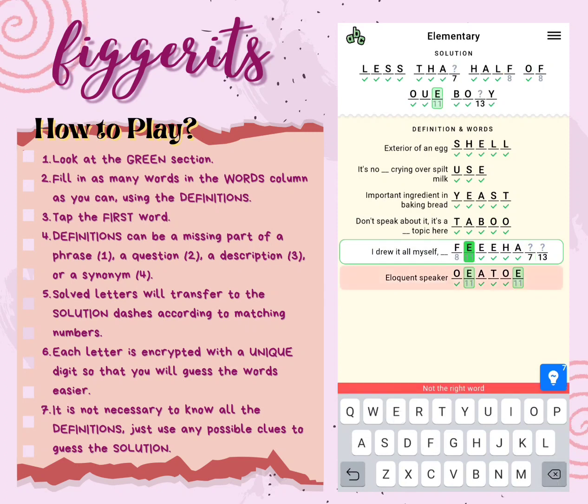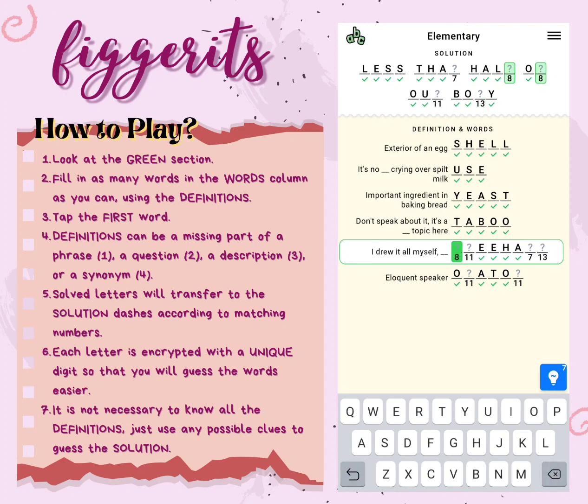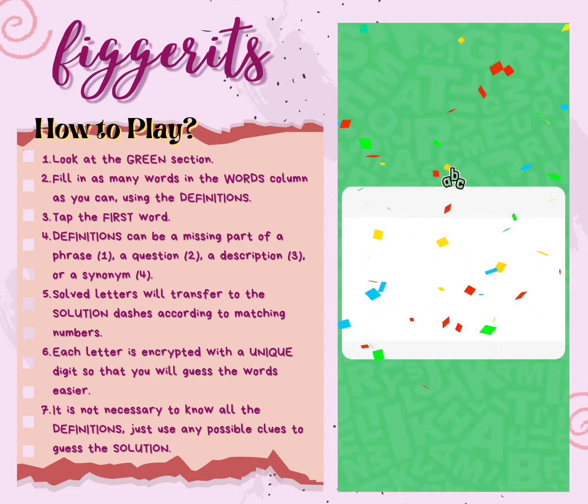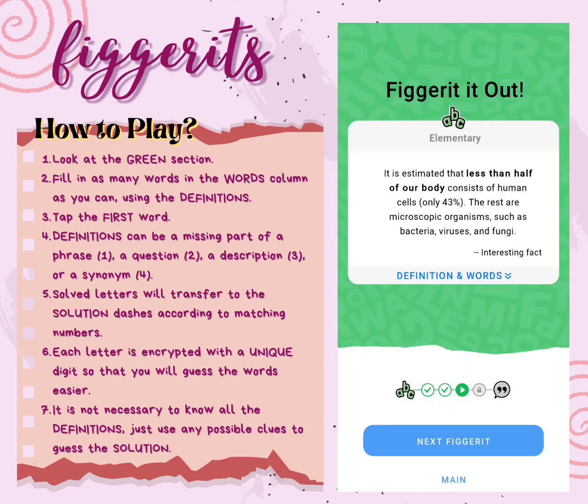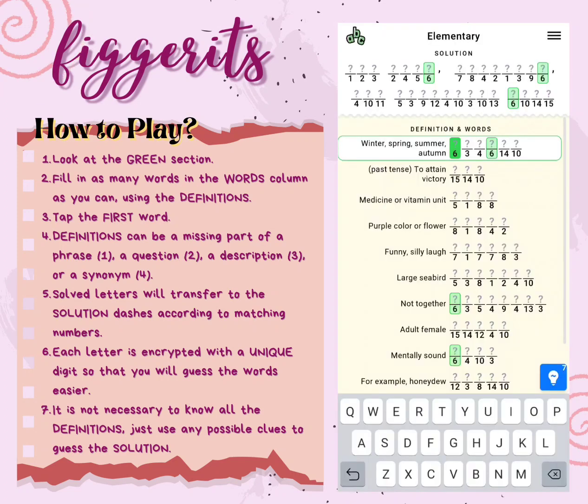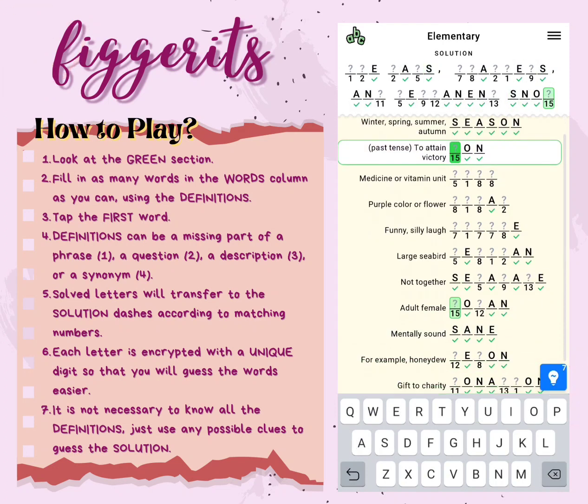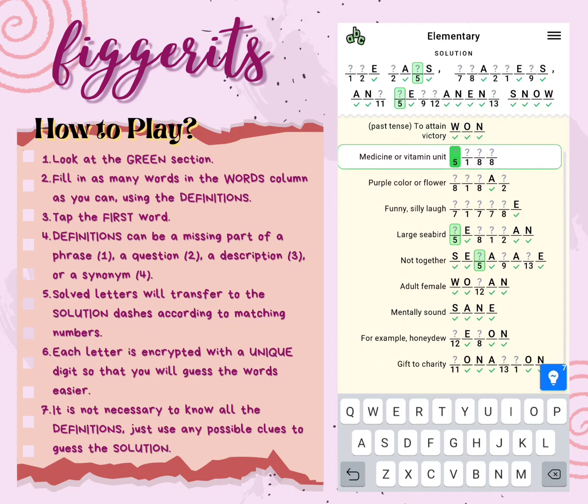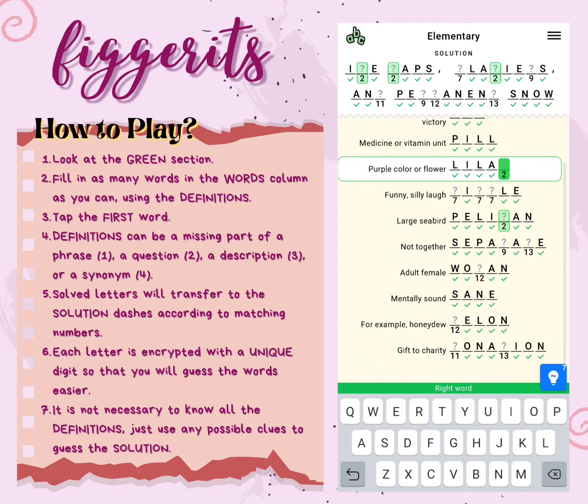Fifth, solved letters will transfer to the solution dashes according to matching numbers. Sixth, each letter is encrypted with a unique digit so that you will guess the words easier. And lastly, it is not necessary to know all the definitions. Just use any possible clues to guess the solution.